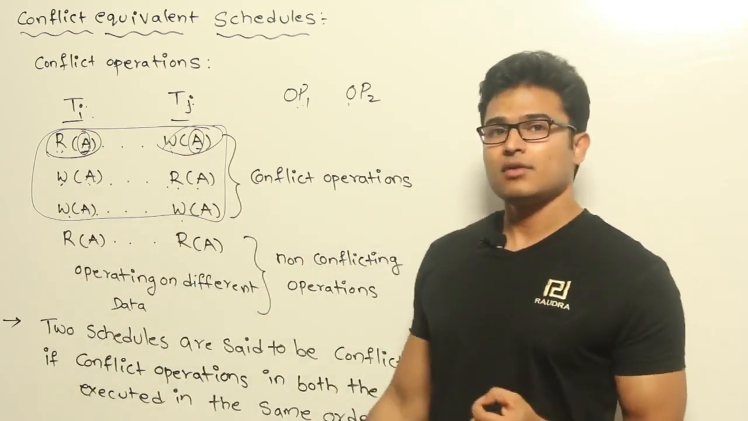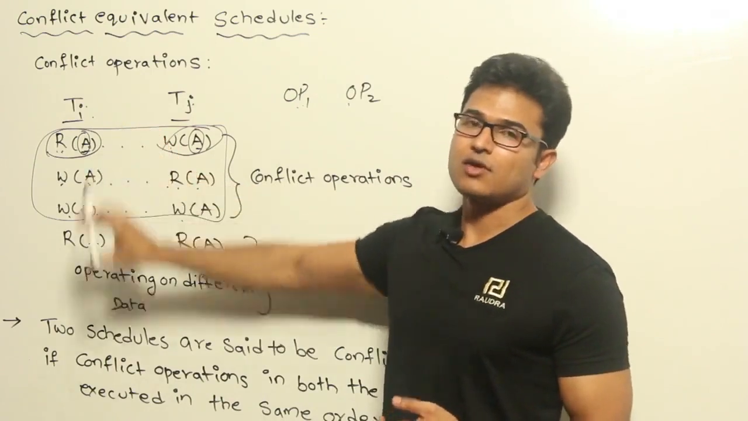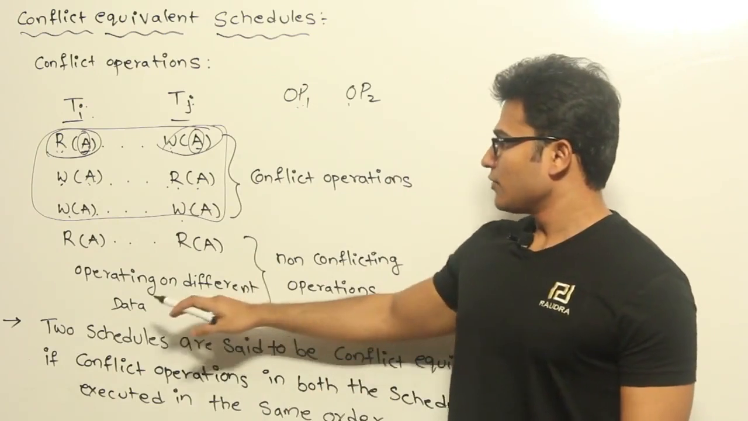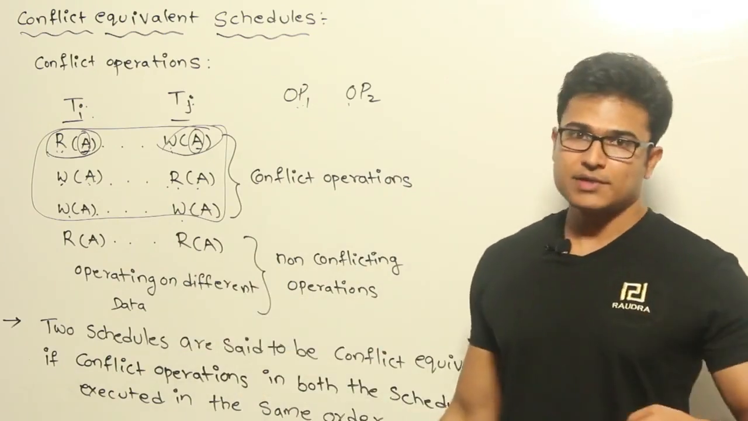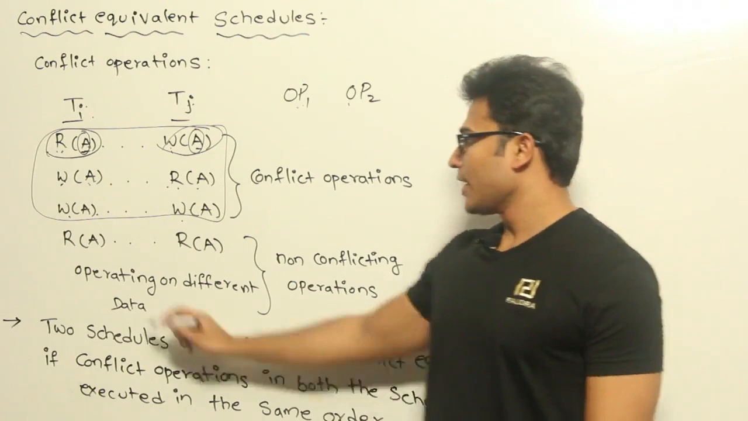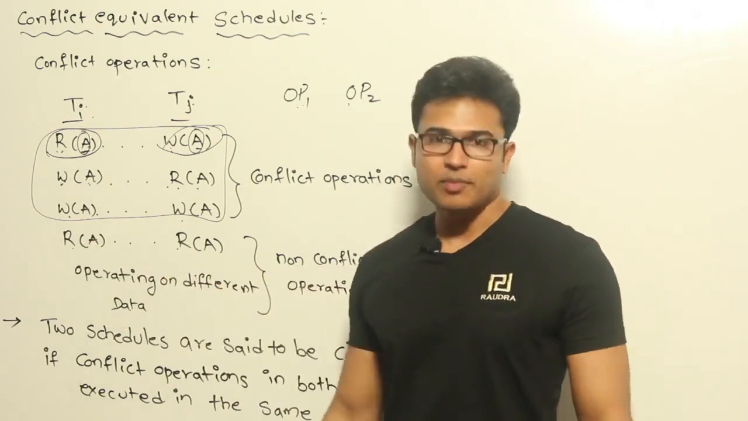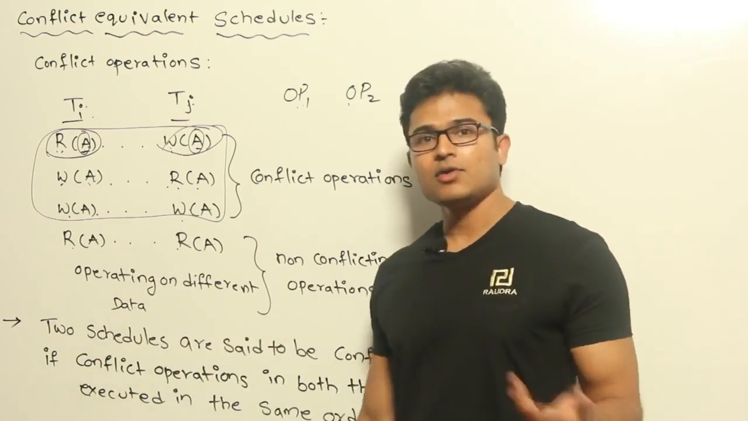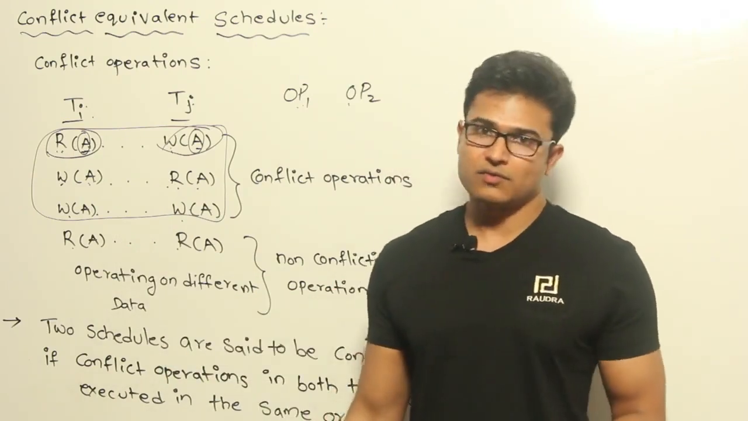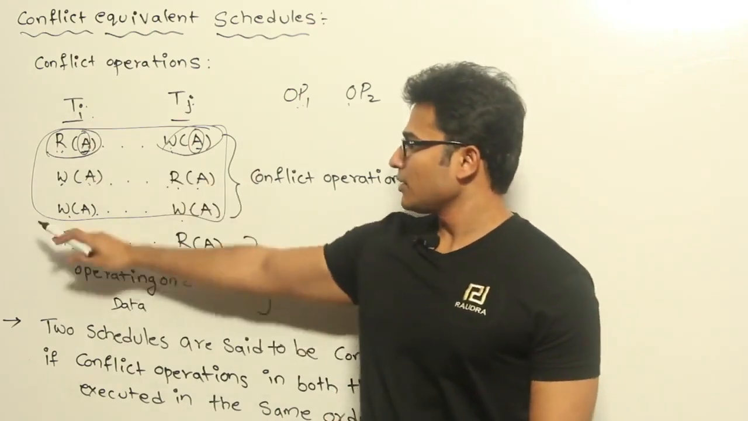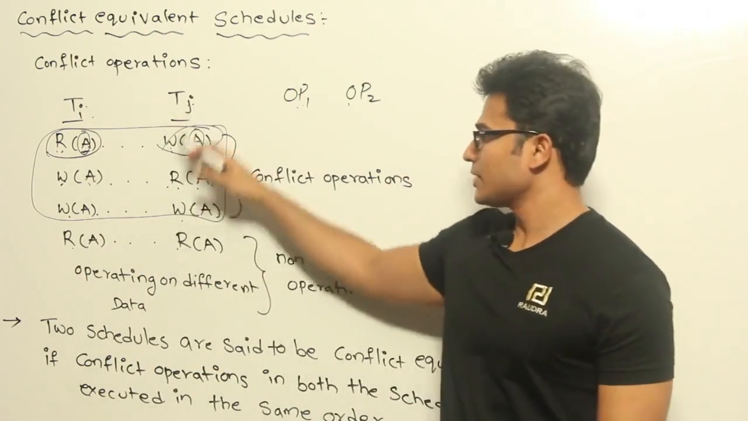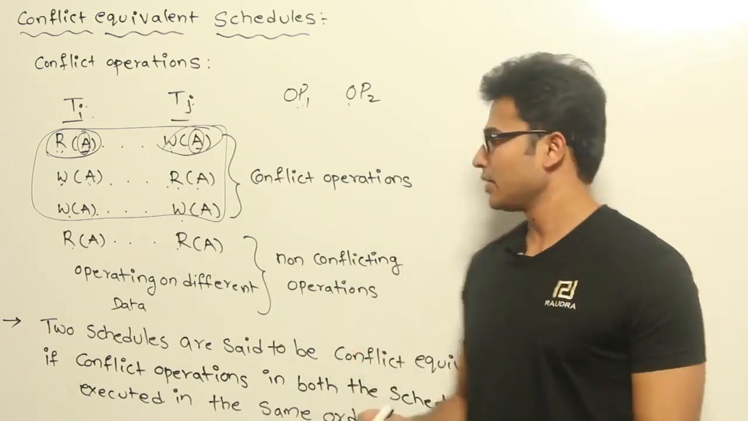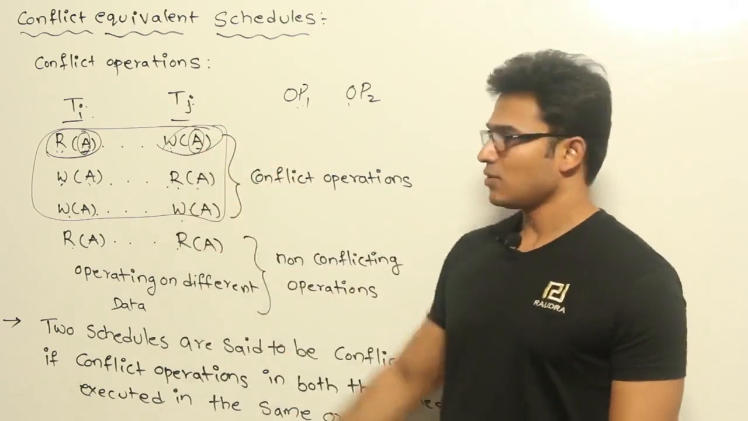Whatever is remaining other than this is going to be non-conflicting. If actions are all from the same transaction, they are non-conflicting. If the actions are just read operations, not writes, then they are non-conflicting. Or if they are acting on two different data items, they are non-conflicting, which means if Ti is acting on data item A and Tj is acting on data item B, then since they are working on different data items, they are not conflicting. Other than this, whatever you see is non-conflicting.